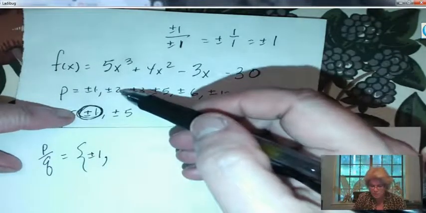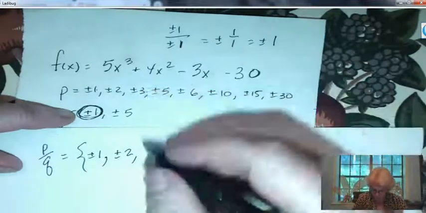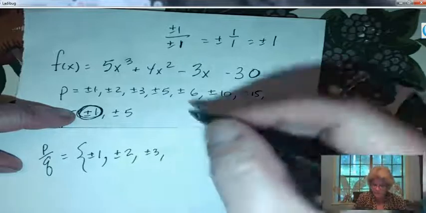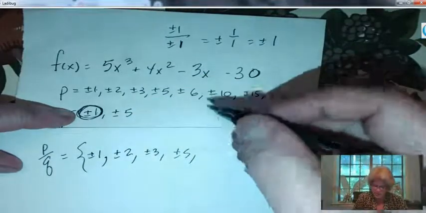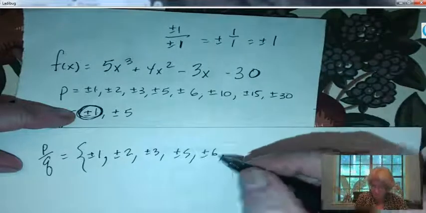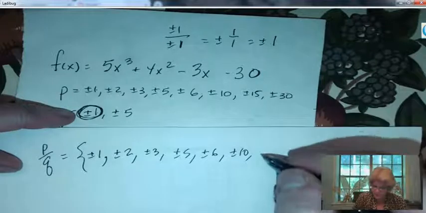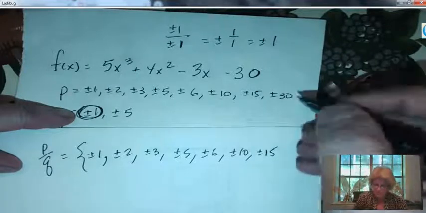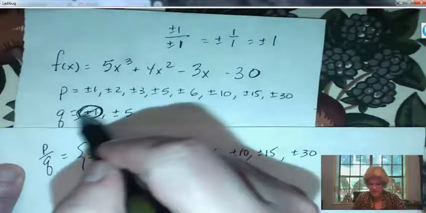Plus or minus 2 over 1, which will be plus or minus 2. Plus or minus 3 over 1, which will be plus or minus 3. Plus or minus 5 over 1. Plus or minus 6 over 1, plus or minus 10 over 1, plus or minus 15 over 1, and plus or minus 30 over 1. Now I'm done with the 1 in the denominator.